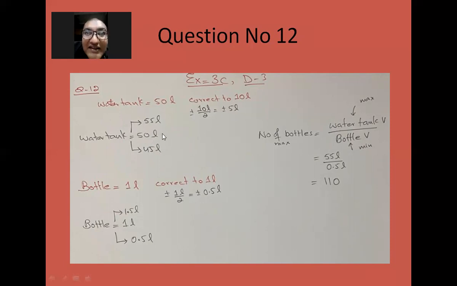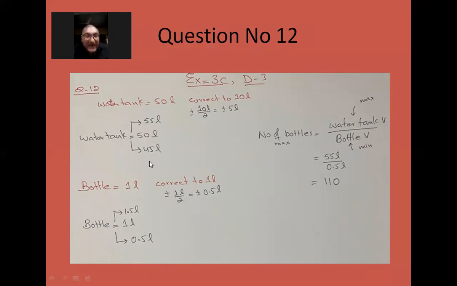And when I add this number, I will get the upper bound. I will get 50 plus 5, that's 55 liter. That's the upper bound of the water tank's capacity. And from this main measurement, if I subtract this, you get the lower bound. So 50 minus 5, that will be 45 liter. That's the lower bound of the volume of the water tank.